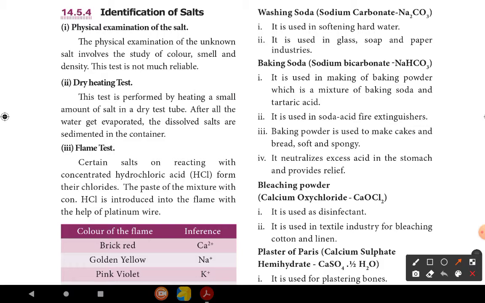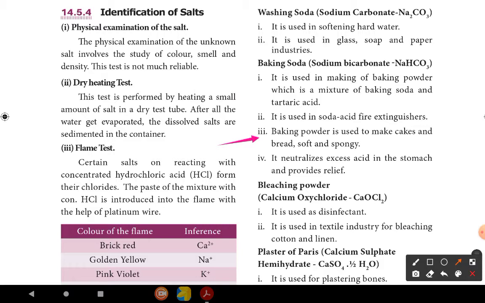Okay, so fire extinguishers. So this baking soda is used in soda acid fire extinguishers. The third use, baking powder is used to make cakes and bread soft and spongy. It's very clear, children. I don't have to explain to you. It is used for making cakes and bread soft and spongy.